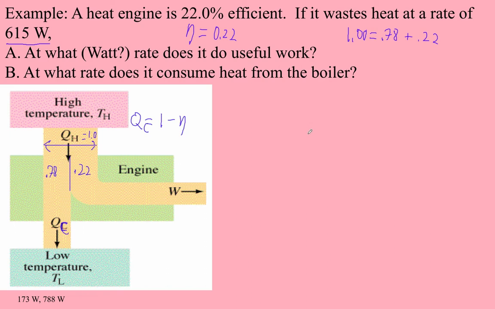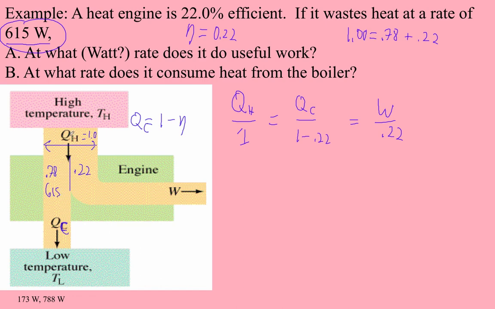So at what rate does it do useful work? And it's wasting the heat. Okay, so what I'm going to do is I'm just going to set up my ratios, right? QH is to 1. That's its branch, 1, right? As equals QC over 1 minus 0.22, right? Equals work divided by 0.22. And notice that I told you the waste. This is our waste. This is 615.